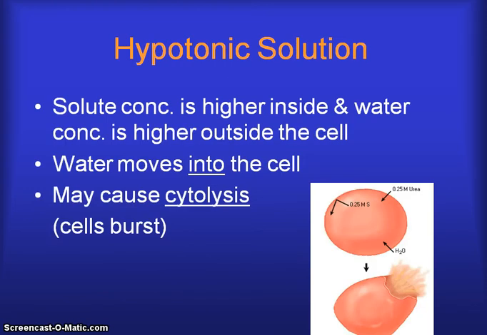There are three types of solutions we're going to discuss: hypotonic, hypertonic, and isotonic solutions. A hypotonic solution means that the solute concentration is higher inside the cell and the water concentration is higher outside the cell. That means that through osmosis, water is going to be diffusing into the cell in order to try to reach equilibrium. So if water is flowing into the cell, that could potentially cause cytolysis, which is where cells could burst. So they're going to fill up with water, and if nothing stops that process, it could eventually cause the cell to rupture.